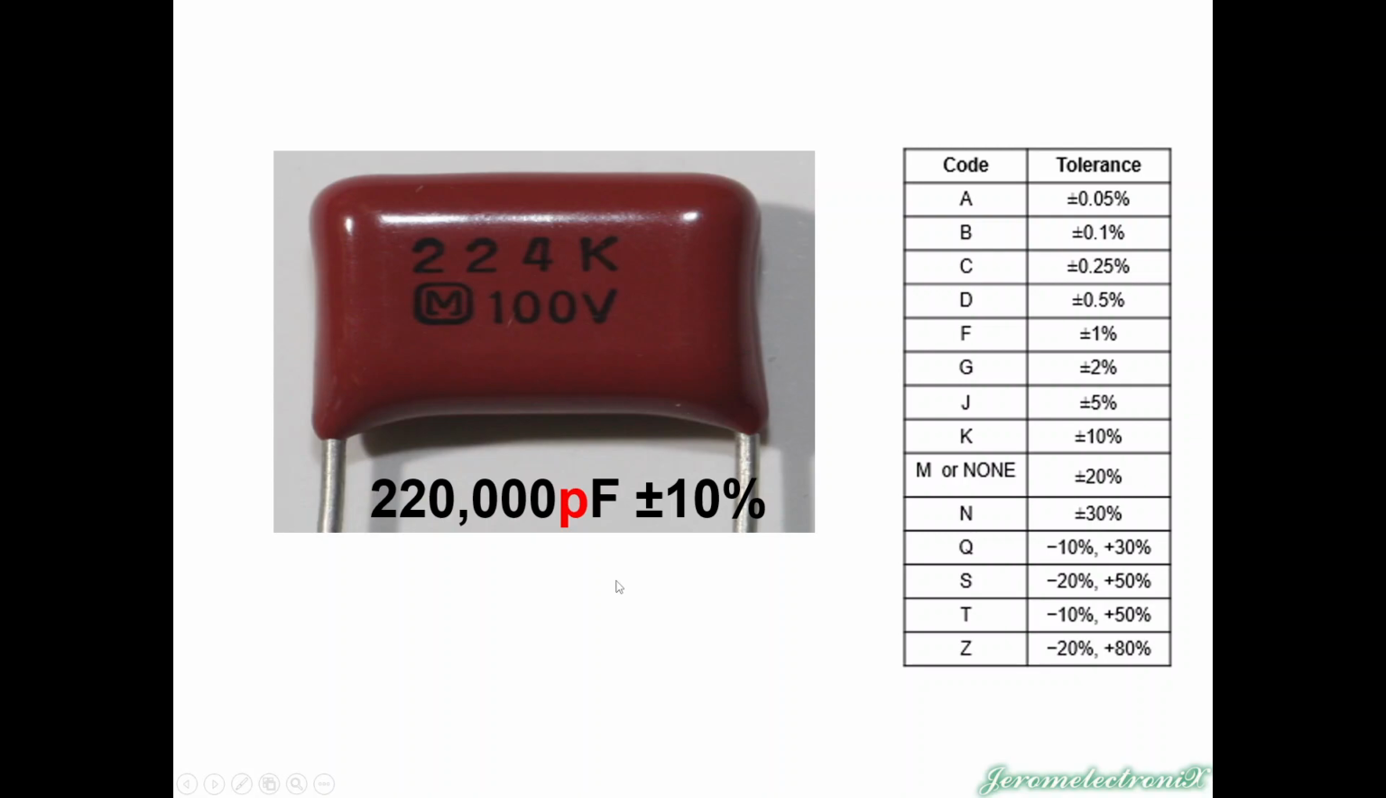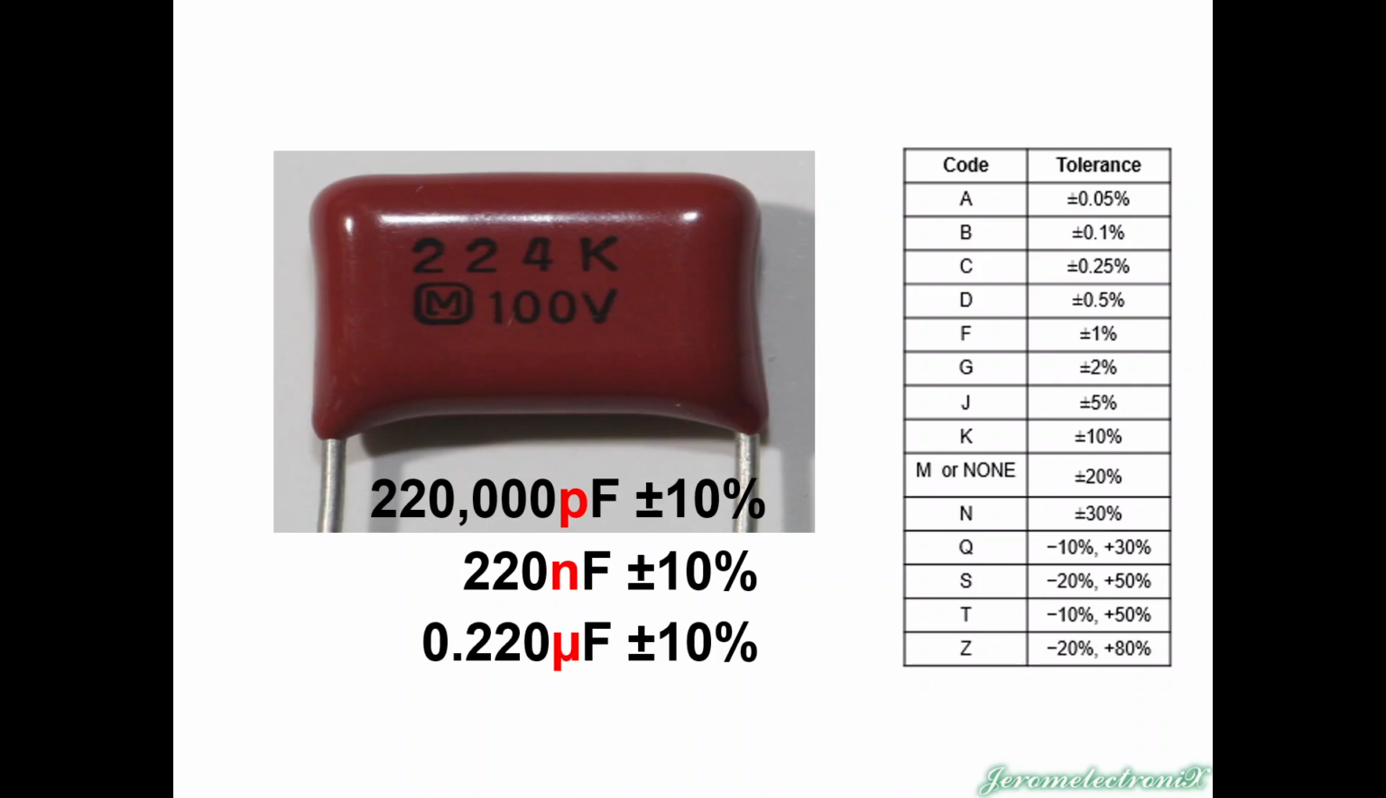That's the capacitor. Of course, we can move the decimal around, change the prefix on this. So if you said 220,000 picofarads plus or minus 10%, you were right, but you're also right if you realized that this is a 220 nanofarad plus or minus 10% capacitor, or this could also be a 0.220 microfarad plus or minus 10% range capacitor.